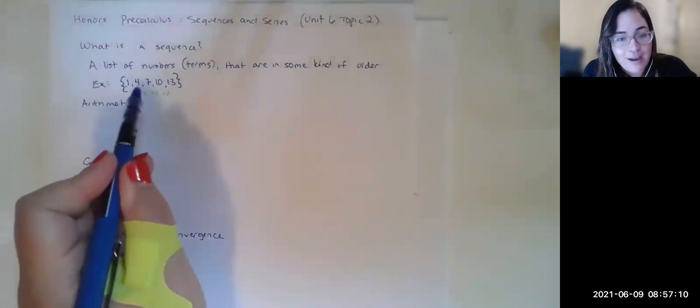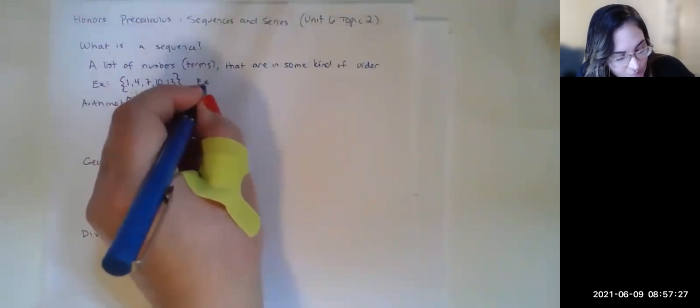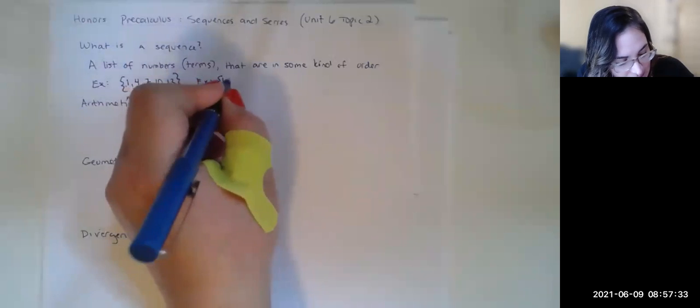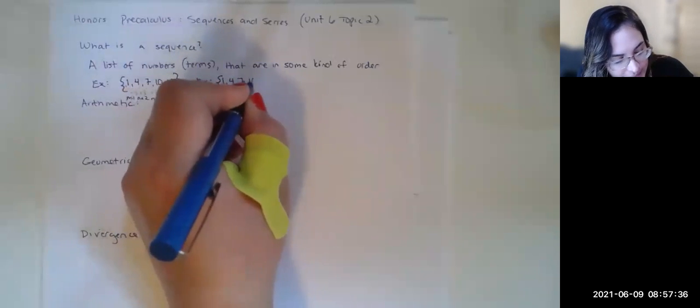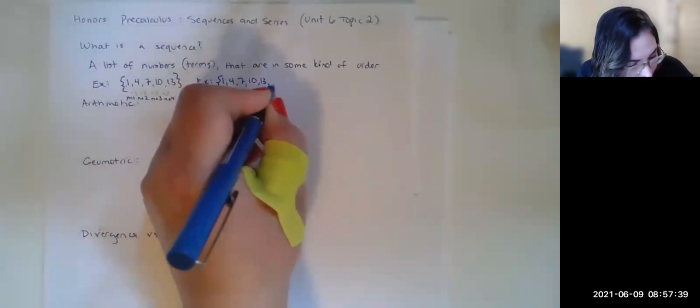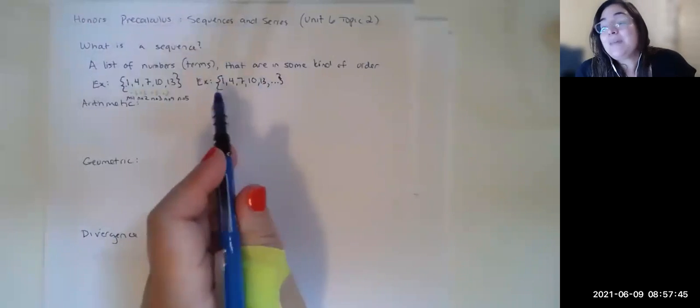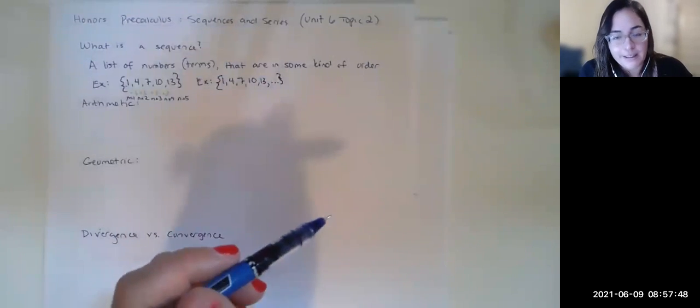This is called a finite sequence because it ends at some point. There are 5 terms, 1, 4, 7, 10, and 13. So this would be n equals 1, n equals 2, n equals 3, n equals 4, and n equals 5. You might also see an infinite sequence, where the terms might not end. Here's another example in set notation. Let's take the same sequence, 1, 4, 7, 10, 13, comma, ellipses, and then we put a brace. The ellipses indicates that it keeps going to infinity.